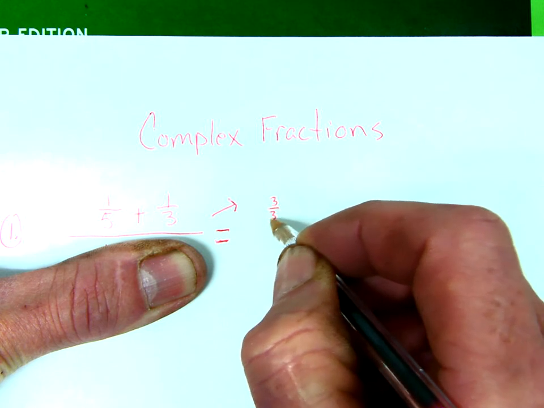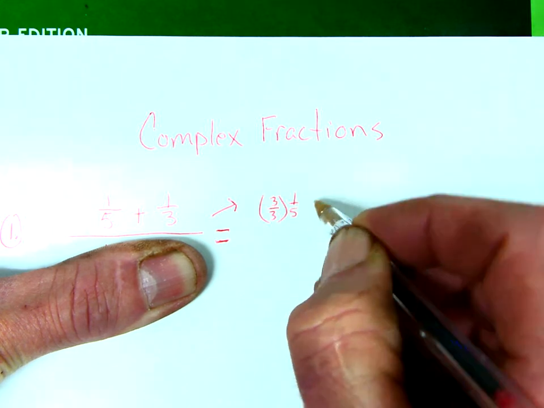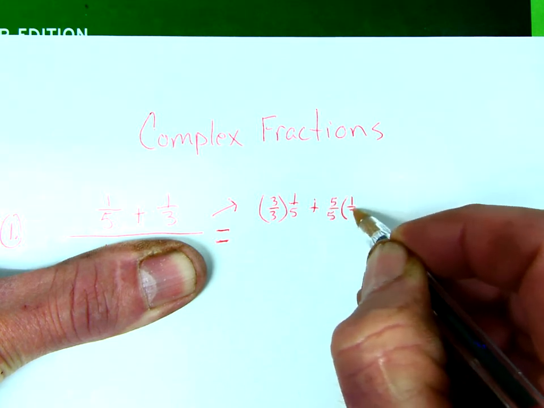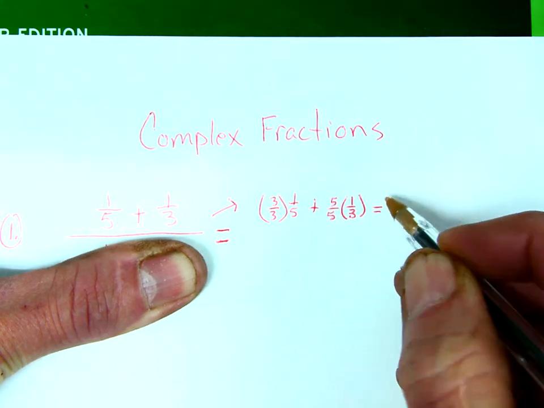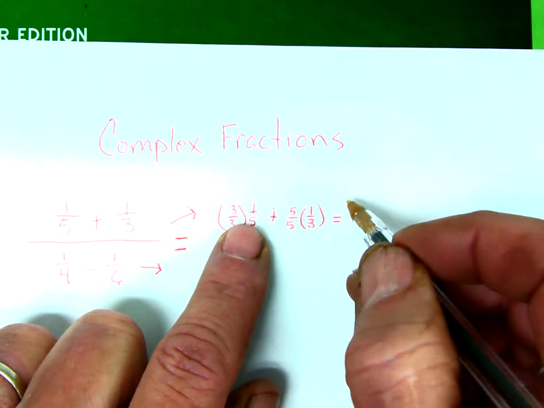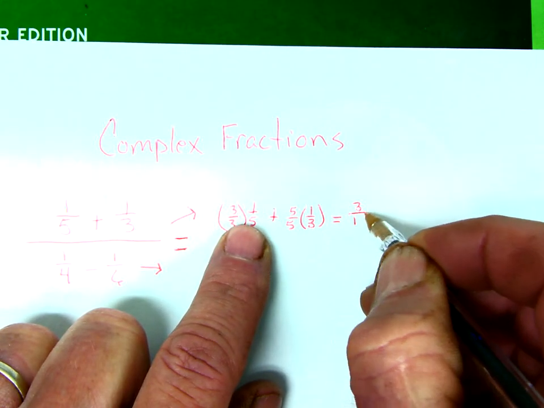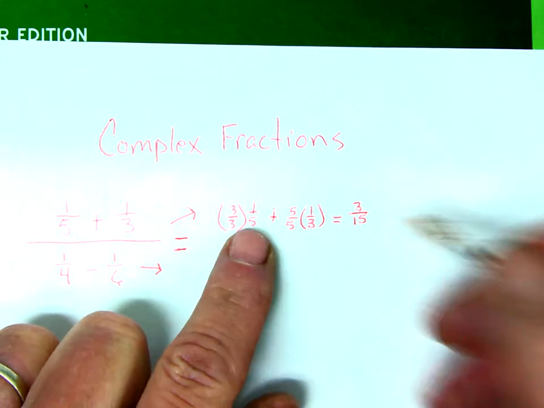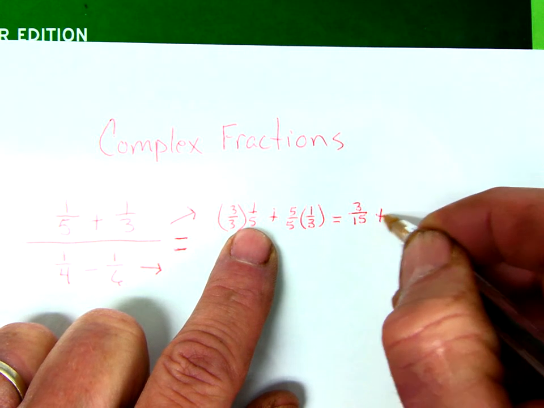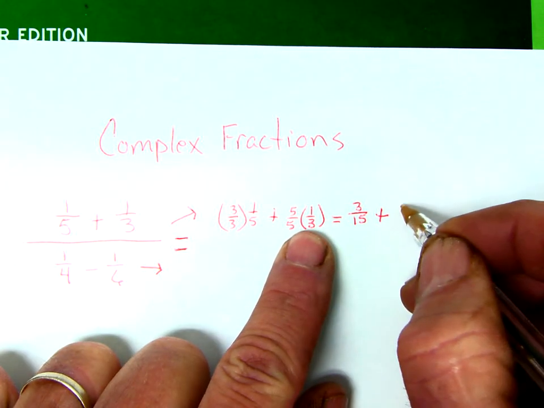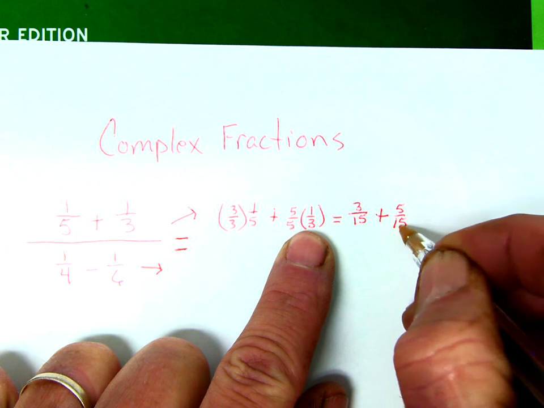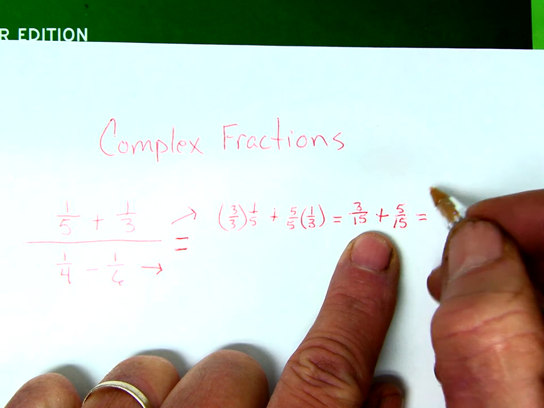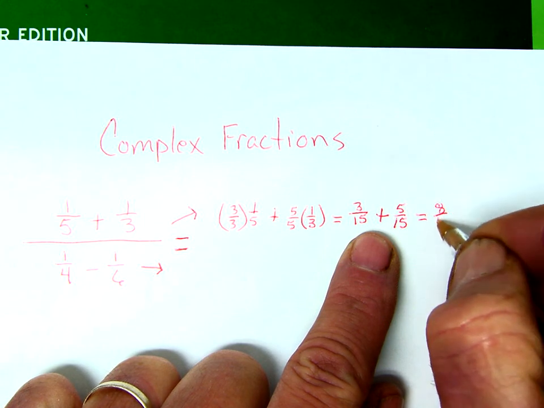So 3 over 3 times 1 over 5 plus 5 over 5 times 1 over 3 equals. We do this one first. That gives us 3 over 15. Now, if you reduce that, you'll still get 1 over 5. So that shows us that we haven't changed anything about the value. This one gives us 5 over 15. Now we can add them together. Just add the tops, keep the bottom. 8 over 15.